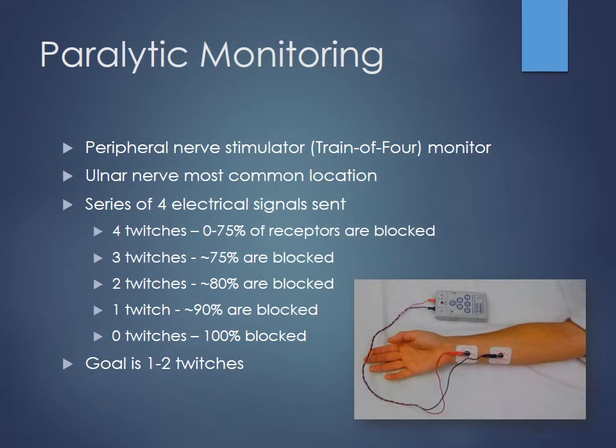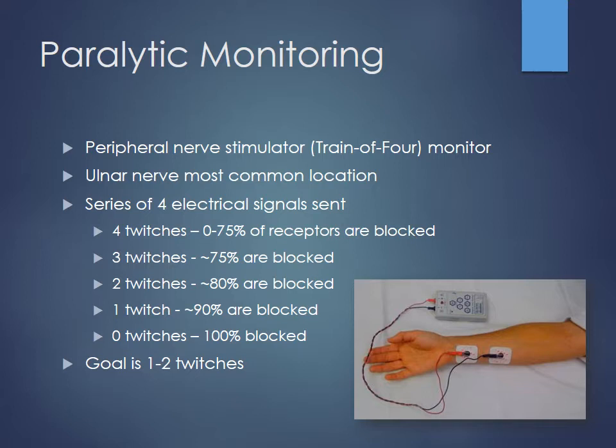So how do we actually monitor the effects of our paralytics? Have you guys ever seen this train of 4 device? Ever heard of it? Okay, so basically this is a device that tells us just how paralyzed a person is. You can see the device here, and it has 2 electrodes that connect to it. There are a few different places you can put it, but usually the ulnar nerve is the most common place. You'll also find a version with 2 little metal prongs on it that does the same thing. So instead of sticky electrodes, you can just use these 2 little prongs.